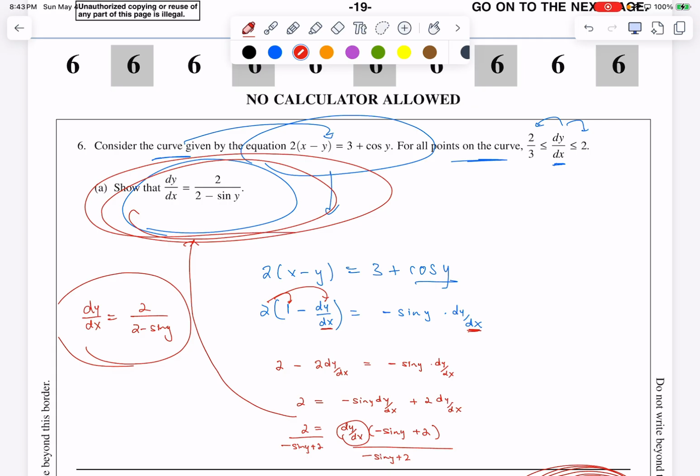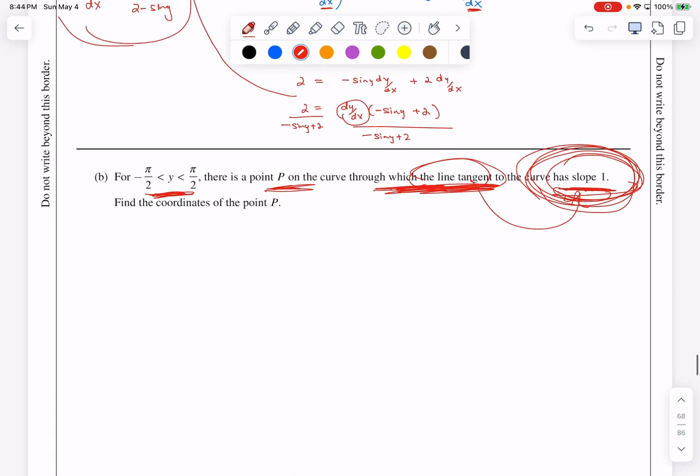In fact, listen. In part A, you don't even have to be able to do part A to do part B because they already gave you the derivative. You know the derivative from part A. You could have skipped part A altogether and done part B because all they want to know is when the slope is equal to what? 1. The slope is the derivative. So I want to know when dy dx equals 1.